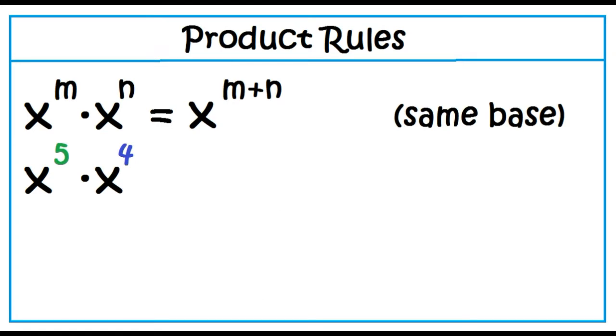Example: x^5 times x^4 is equal to x^(5+4), which is equal to x^9.